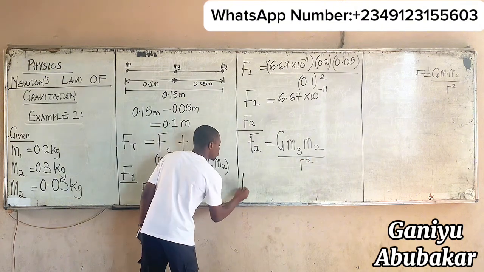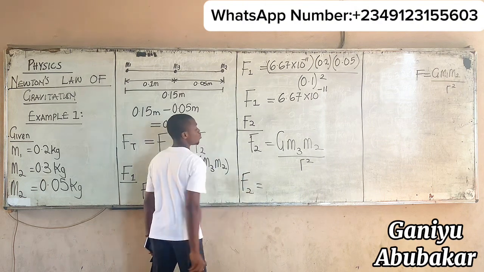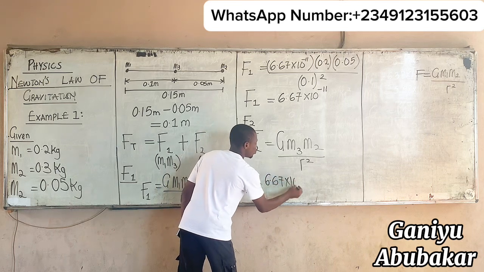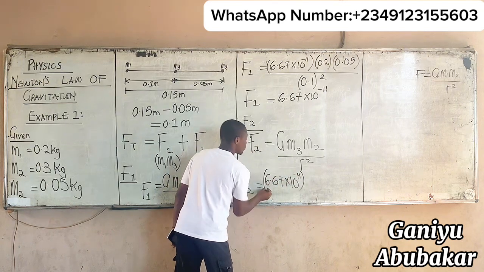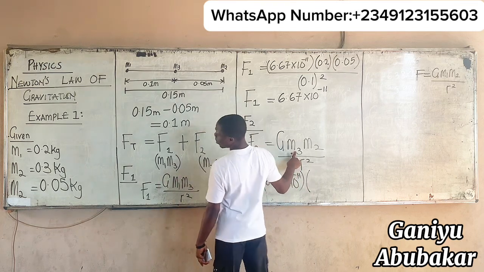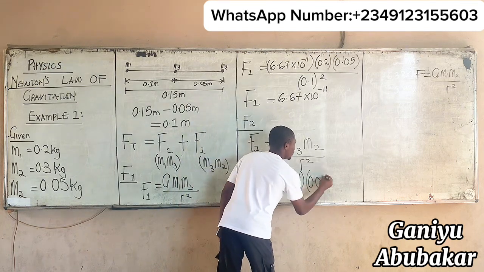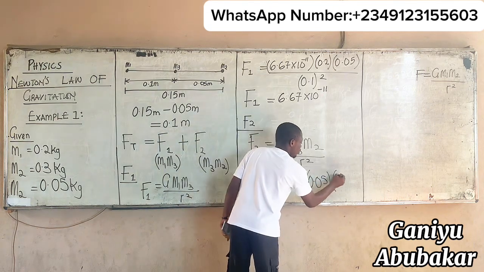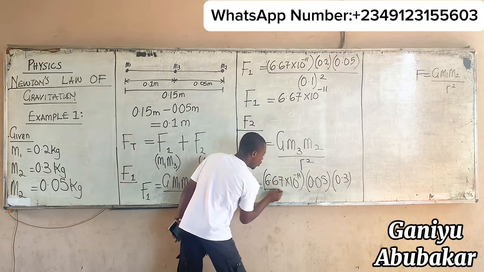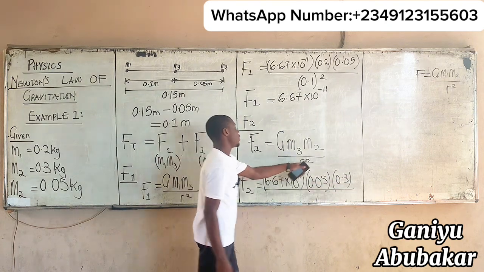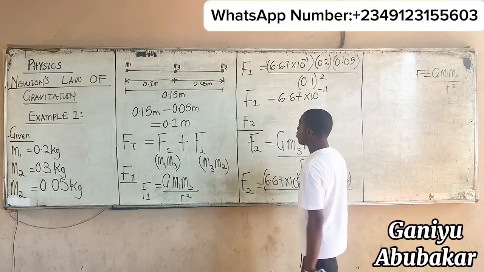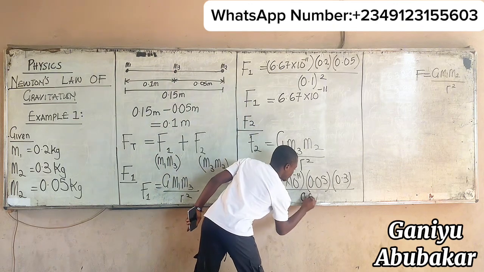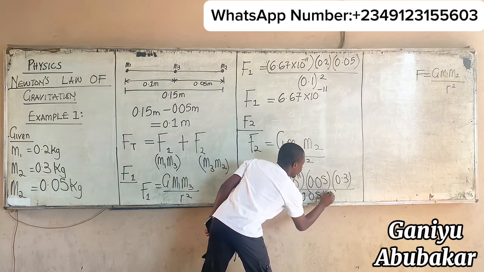From here now, my force at 2 is equal to capital G, 6.67 times 10 to the power minus 11, into what's m3? That's 0.05. What's m2? M2 is 0.3. All over, what's r squared here? What's r? From here to here, because we're using m3 and m2, that's 0.05, all squared.